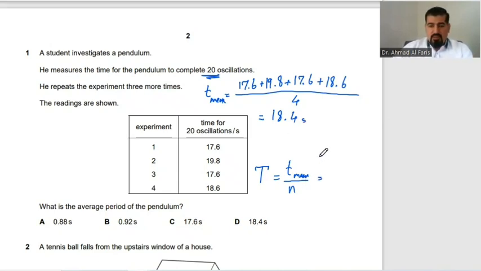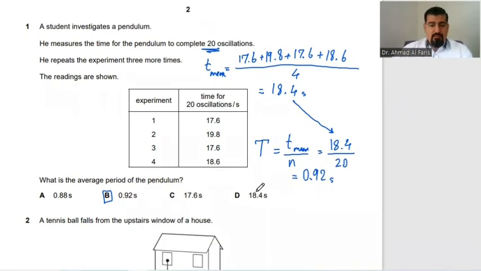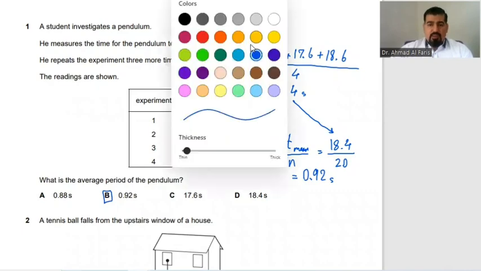Okay, we substitute this value here: 18.4 divided by 20 complete oscillations to find the time for one complete oscillation, and the answer will be 0.92 seconds, which is answer B, due to 2 significant figures or 2 decimal places. Okay, this is the first question.